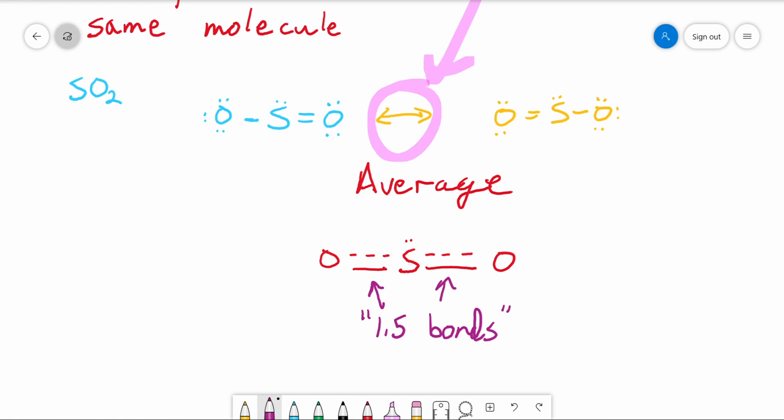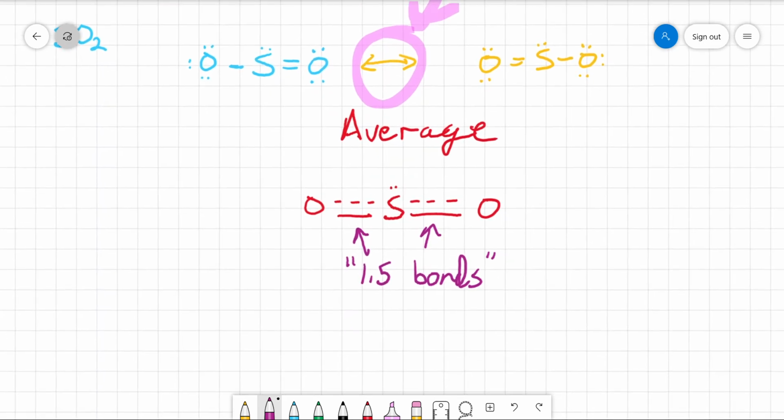And in fact, if we look at bond length and bond strength in SO2, that is what we find, that the bond length is somewhere between a single and a double bond, and the bond strength is somewhere between a double bond and a single bond. So we have evidence that that is indeed what is going on.